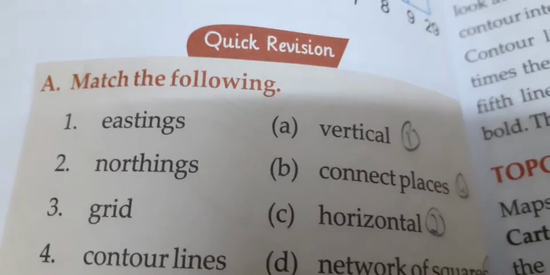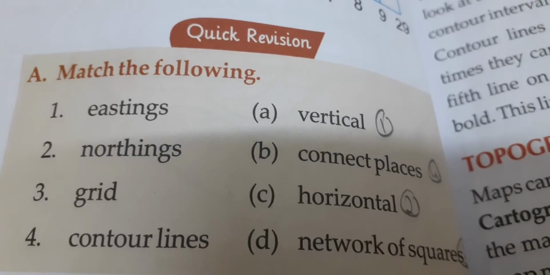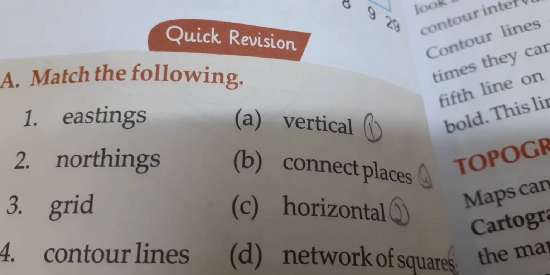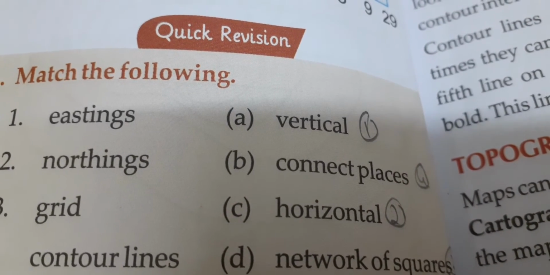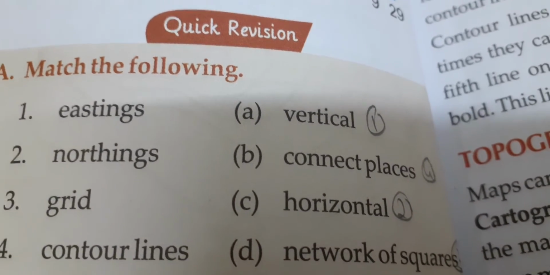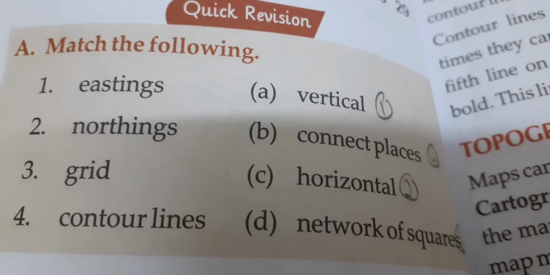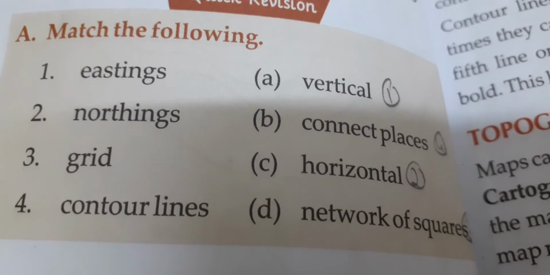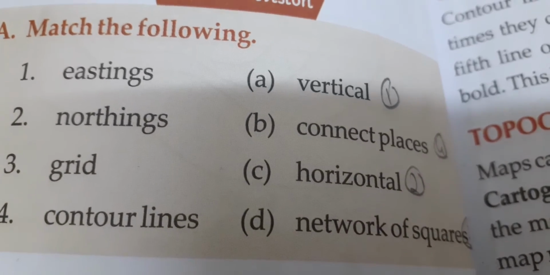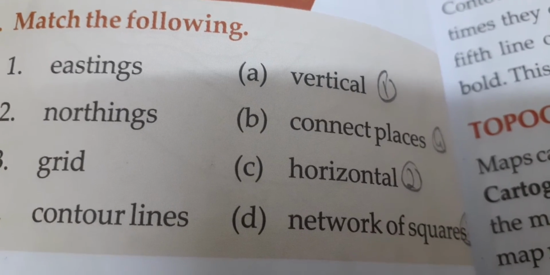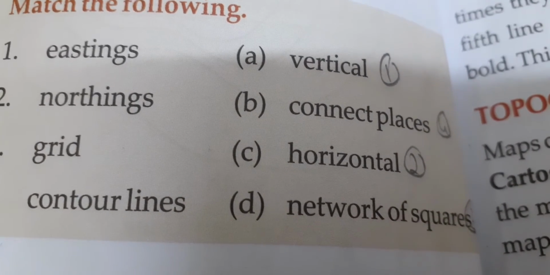Now match the following. Eastings vertical, northings horizontal, grid network of squares, contour lines connect places.